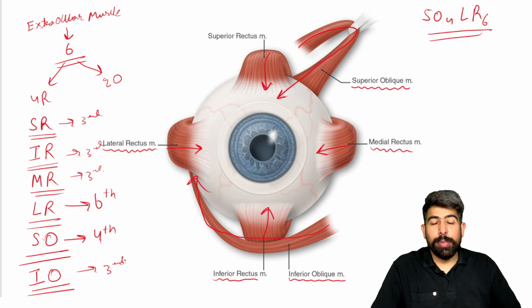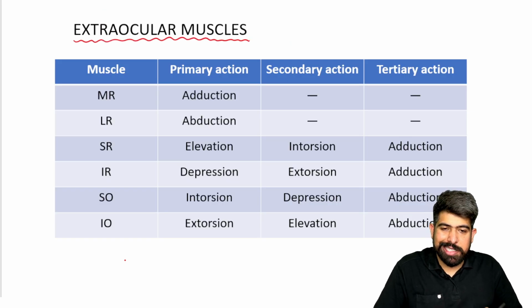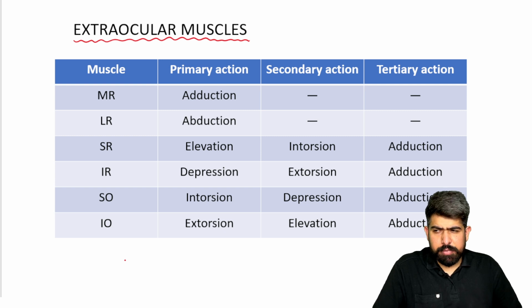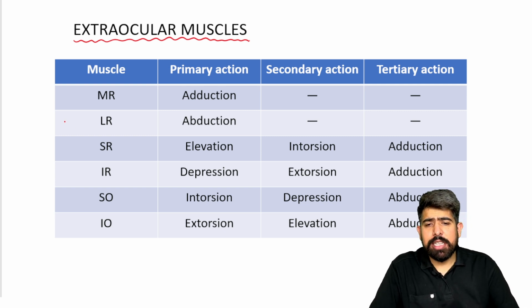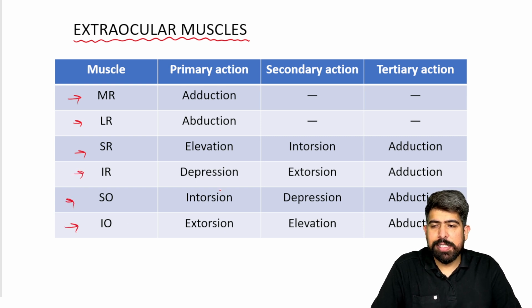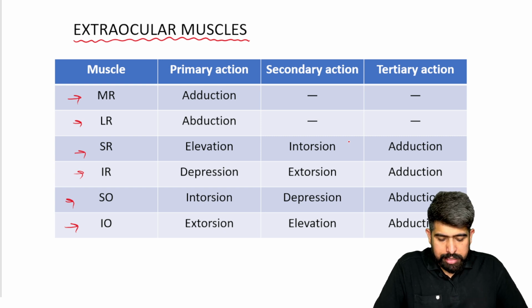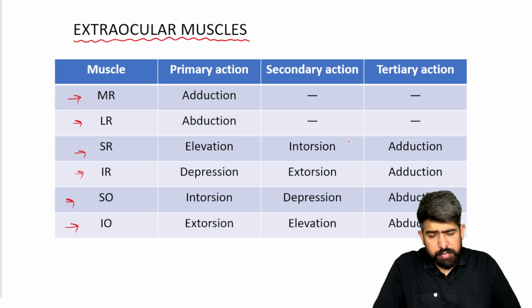And I hope you remember the movements of all the extraocular muscles. I have given you a table of the muscle functions. These are the names of the muscles: medial rectus, lateral rectus, superior rectus, inferior rectus, superior oblique, and inferior oblique, and the functions are written there: the primary action, the secondary action, and the tertiary action. I explained very well in the classes the movements of them with a diagram, right?